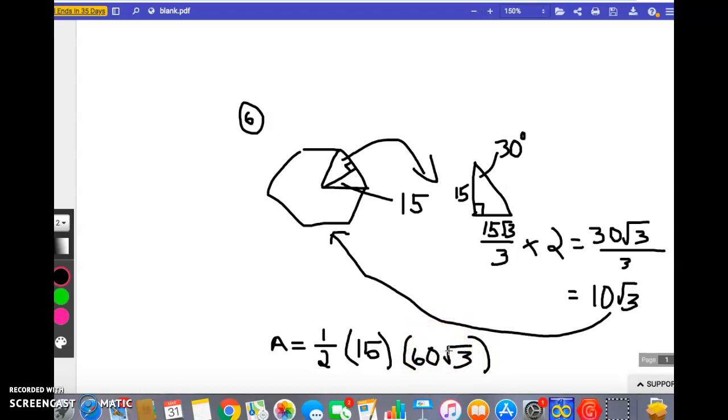Right, so that's really the piece you're trying to find. So these problems are harder because you do have to find the other missing side lengths as well. Right, so 1/2 of the apothem, which was given, times that perimeter, and then you can solve from there.